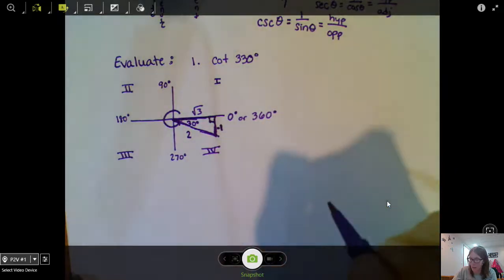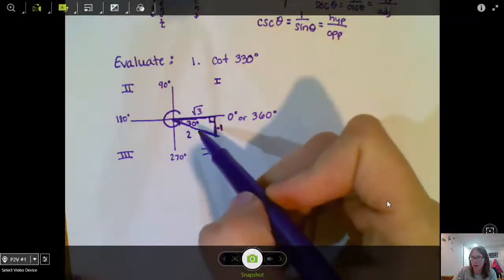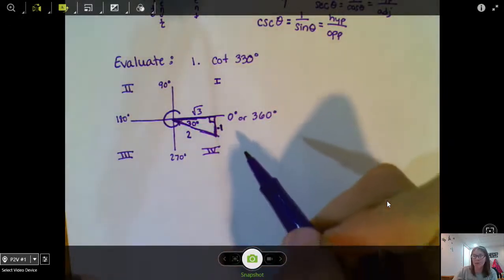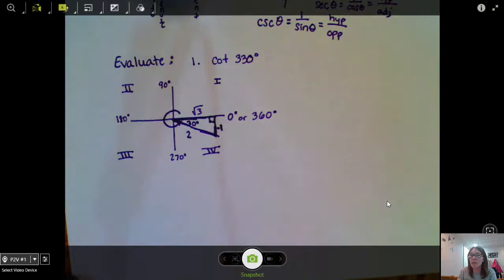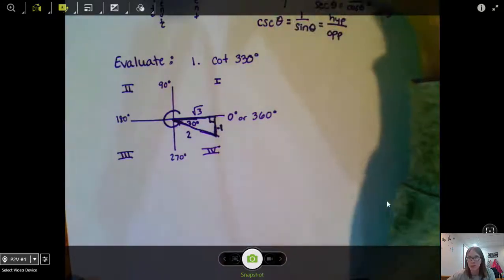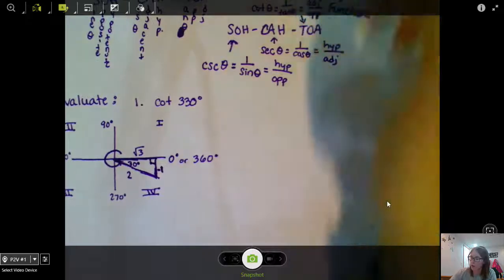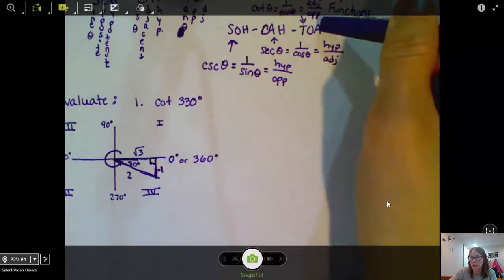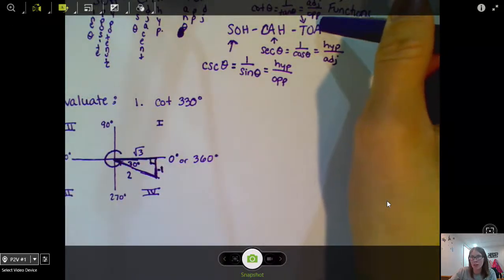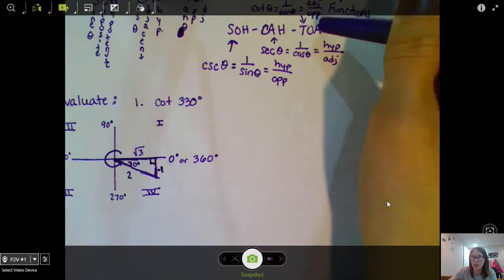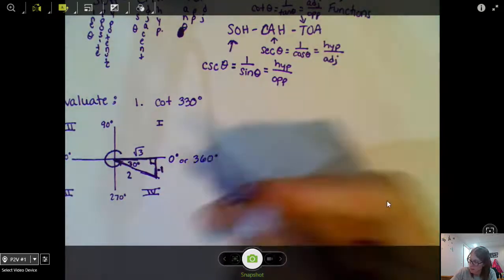Okay, cotangent. Now that I have my triangle drawn in, think of what cotangent is. Cotangent is one of our reciprocal functions. Cotangent is paired with tangent. And if I know tangent is opposite over adjacent, cotangent is the reciprocal: adjacent over opposite.